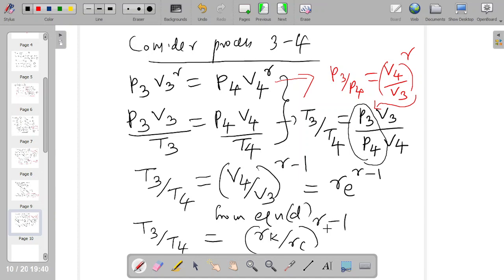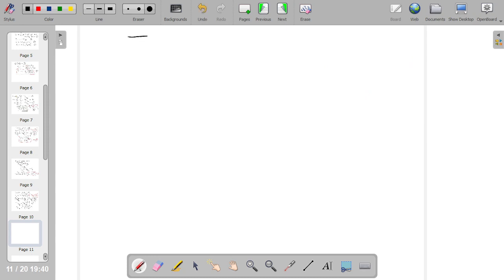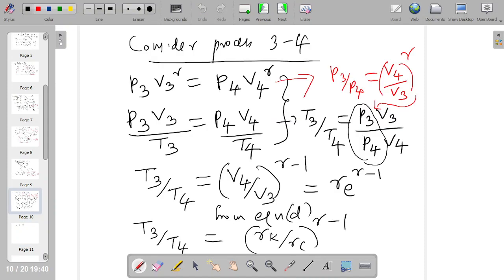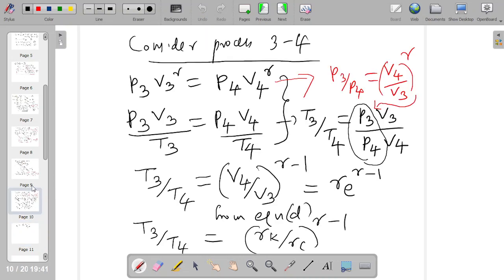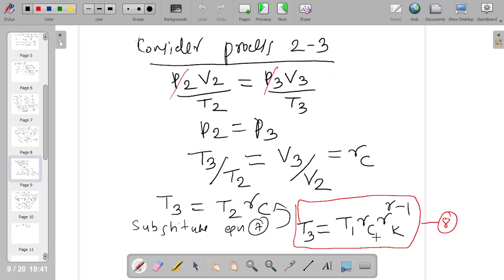Now what will be T4? So we have to express T4. Already we have expressed T3 before. So T4 will be T3 into RC raised to gamma minus 1 divided by RK raised to gamma minus 1. So we have expressed T4 in terms of T3 and volume ratios. But remember, our aim is to express every temperature in terms of T1. So what will we do? We have to replace this T3 by this.